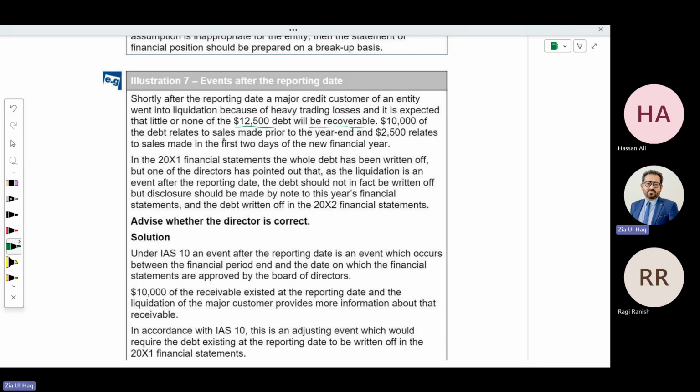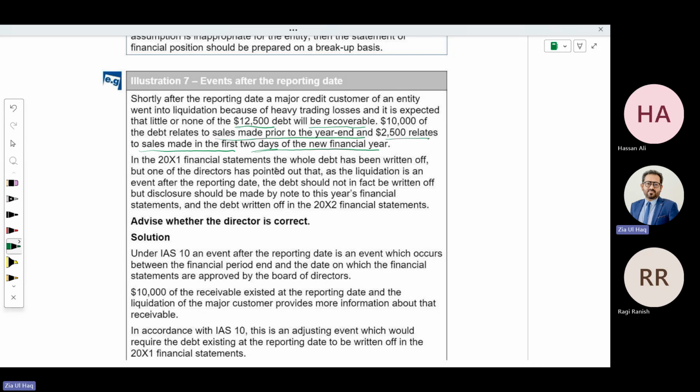10,000 of the debt relates to sales made prior to the year end, and 2,500 relates to sales made in the first 2 days of the next financial year. This means at year end, 10,000 receivables recorded from this customer. Remaining 2,500 is receivables relating to next year. So for 10,000, we need to adjust the receivable. For remaining 2,500, irrecoverable debt, mean bad debts, will be recorded in the next year.